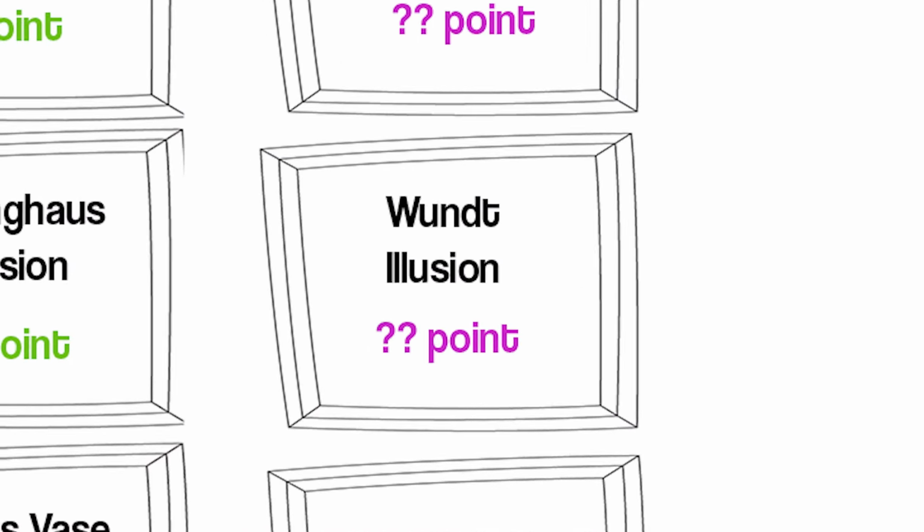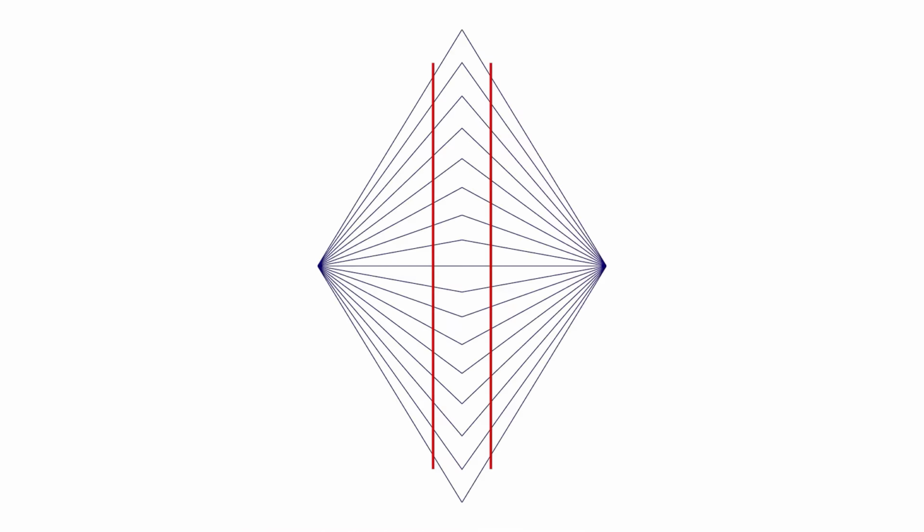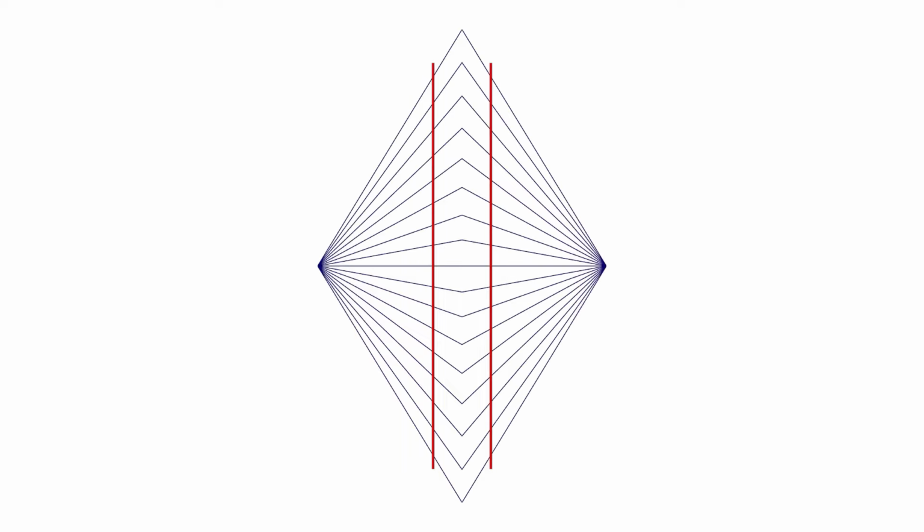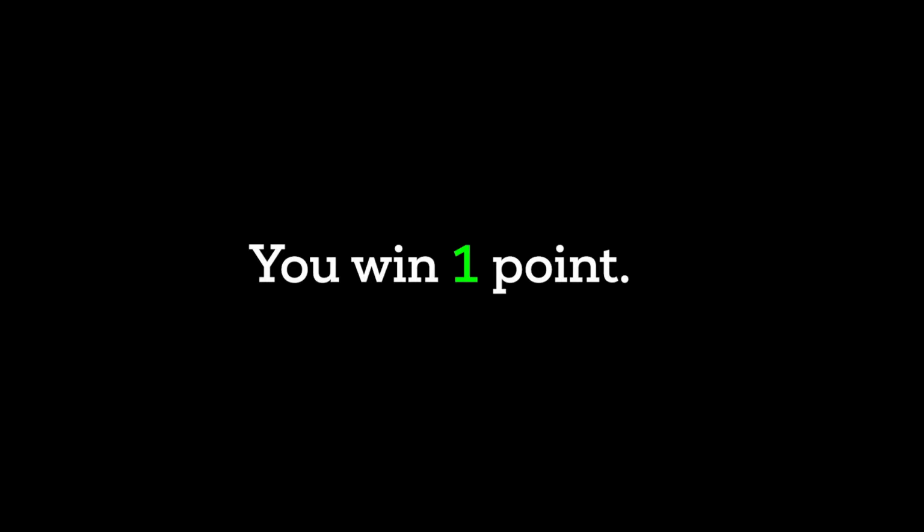Wundt illusion. Are the two red lines straight or curved inward? Although they look distinctly bowed, they're completely straight and parallel. The distortion is caused by the background's radiating lines, which trick our eyes into perceiving a false curvature. Variations like the Hering and Orbison illusions demonstrate similar effects, proving how powerfully surrounding patterns influence our perception of straightness, often distorting reality based solely on context. You win 1 point if you knew this one.